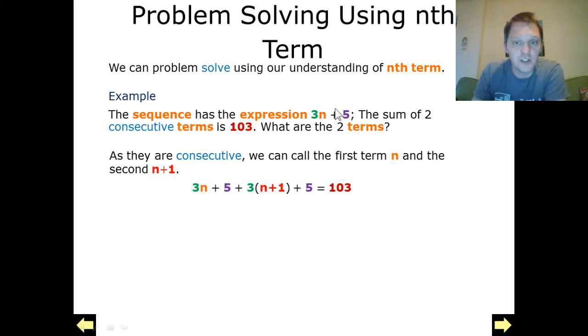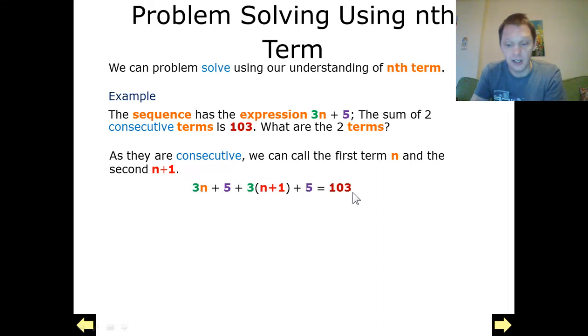So first of all, my first term is going to be 3n plus 5, because that's the definition of my first term, if I was to put n in here. My second term is going to be 3(n plus 1) plus 5, so I'm replacing the n with my n plus 1, because that's going to be my next term next to this one. So all this part here is my first term. All this part here will be the next term, equals 103, because that's what we've been told the sum of these two, adding these two together, would give us.